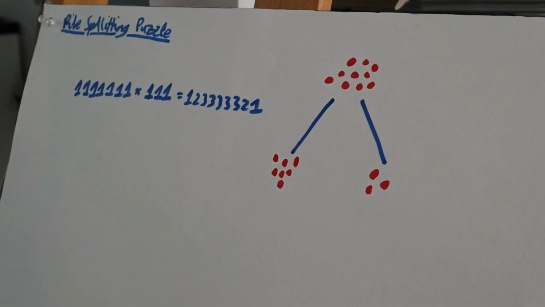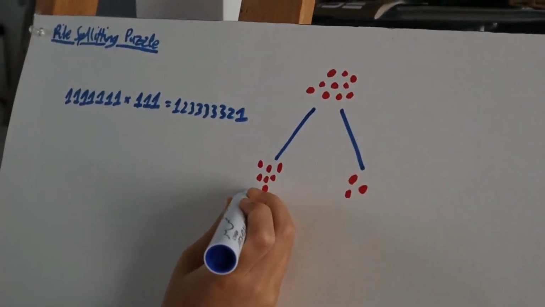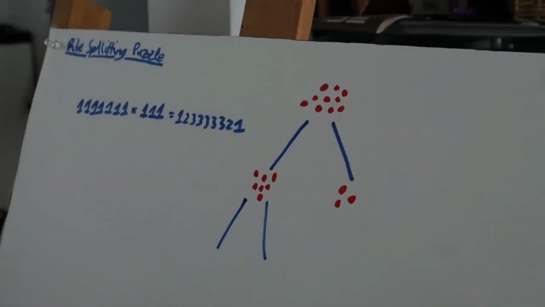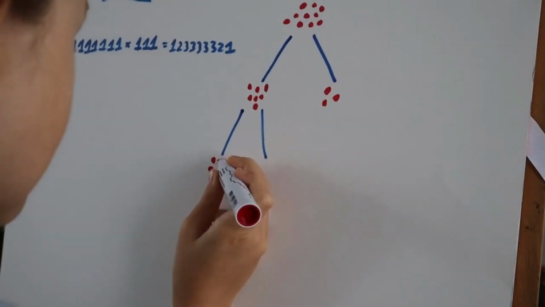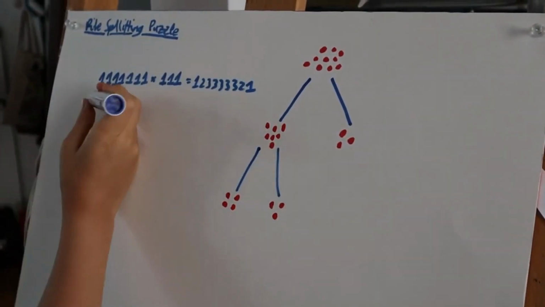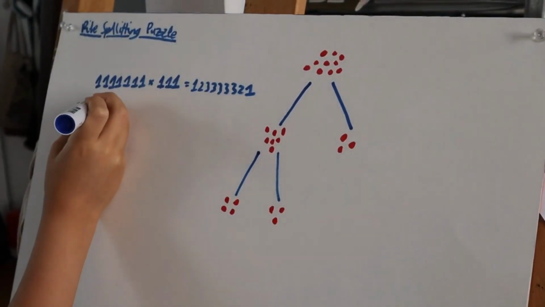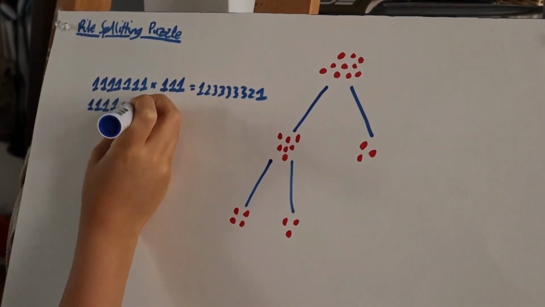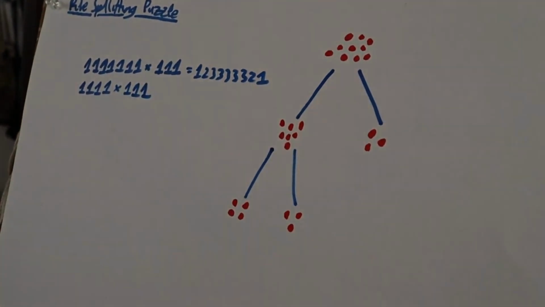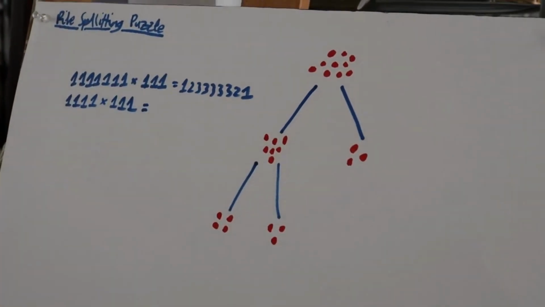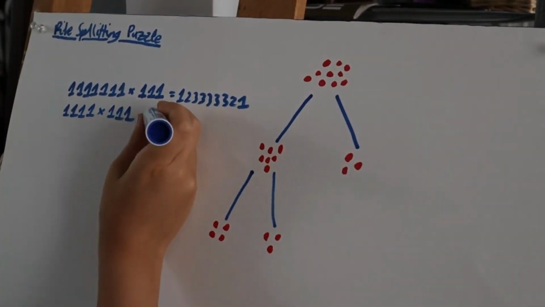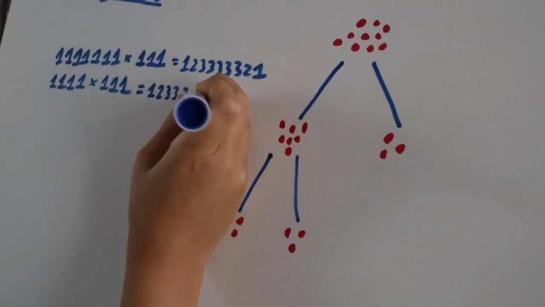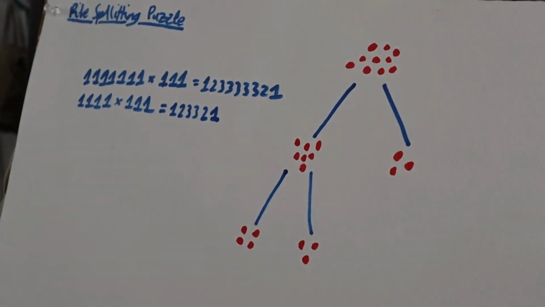Okay, next we're gonna do it again. So you can split this up however you want to. So let's say 4 and 3. Yeah, 4 and 3. Okay, there we go. So next we're gonna do a number with 4 ones, 1, 1, 1, 1, times 1, 1, 1. And this is going to be 1, 2, 3, 3, 2, 1, if you work it out.